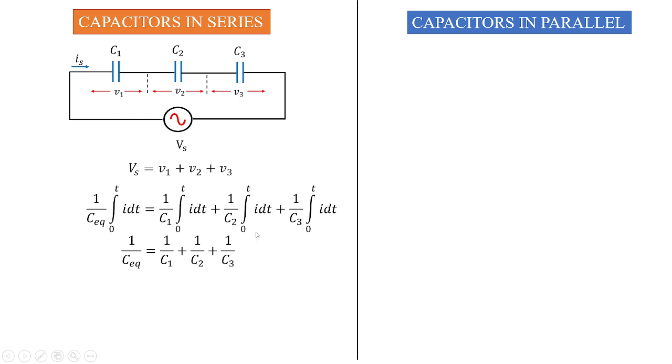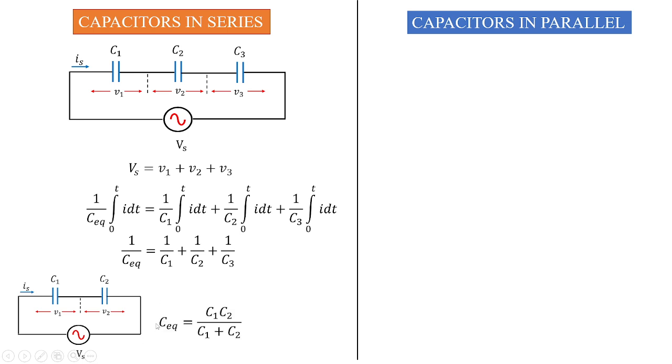This formula is quite familiar to the inductors when they are connected in parallel, or resistors when they are connected in parallel. For instance, if we take two capacitors in series, we'll get the value of C equivalent equal to C1 C2 by C1 plus C2.